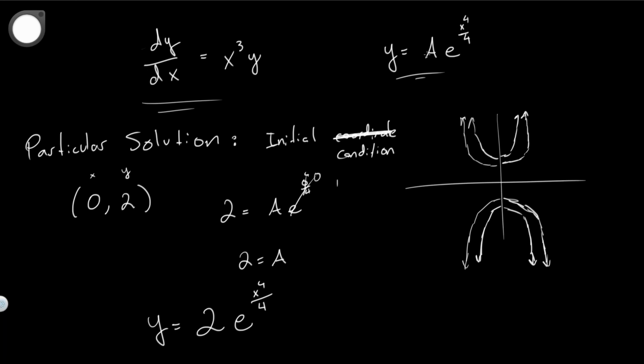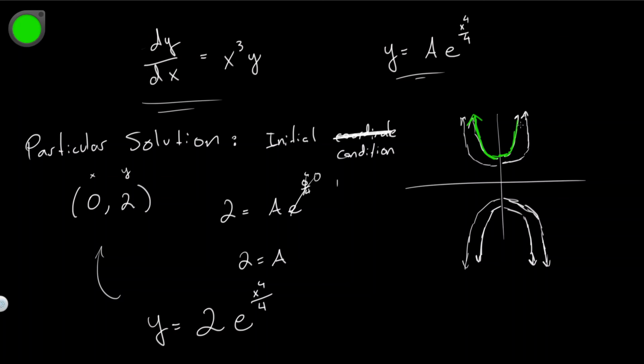And this of course works. We already verified that it works for all values of A. But this equation here also satisfies the extra condition that 0, 2 is on our graph. And I believe that y is equal to 2e to the x to the 4th divided by 4 certainly is going to be one of these ones in the upper half of the coordinate plane. So let's just pretend like it's this one.